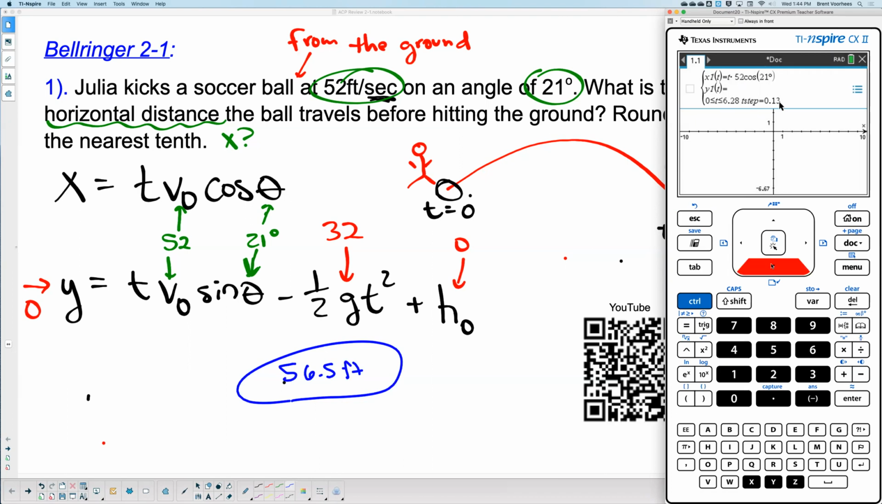Your Y equation starts nearly the same, except we're dealing with sine because it's Y, sine is Y, minus 1/2. A lot of people here get errors in the calculator because they accidentally pressed the negative. Make sure you did minus, not negative. Minus 1/2, 32 t squared plus 0.